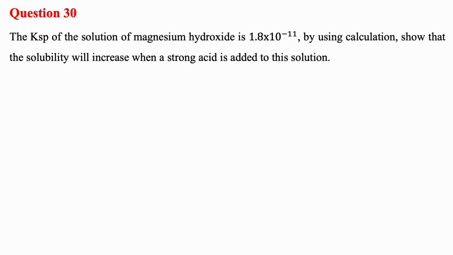But here they are asking to show by calculation that when you have magnesium hydroxide with the Ksp 1.8 times 10 power negative 11, adding an acid will increase the solubility. That means increasing the Ksp of the reaction. So when we add an acid, we are going to calculate the new K, and show that it has been increased.